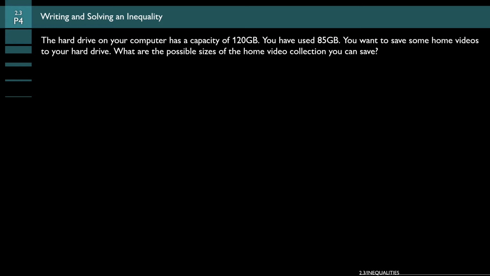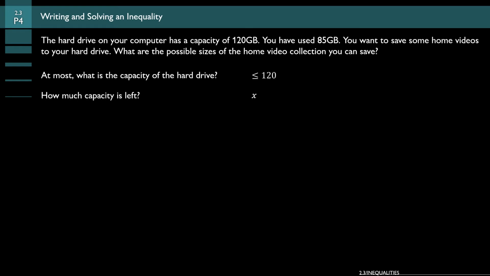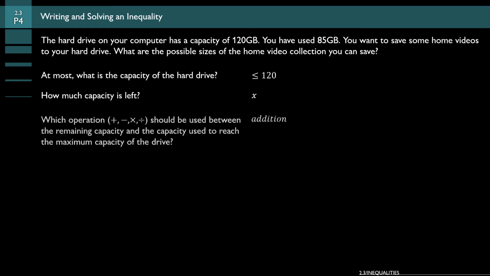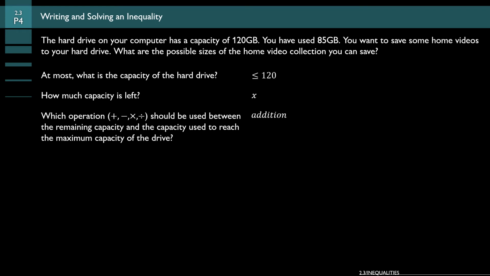So at most, what is the capacity of the hard drive? The hard drive can be no greater than 120 gigabytes. So we have less than or equal to 120. How much capacity is left? We have x. Which operation should be used between the remaining capacity and the capacity used to reach the maximum capacity of the hard drive? So, in other words, how much has been used plus how much is unused. So, since we said how much is used plus how much is unused, we're using addition.